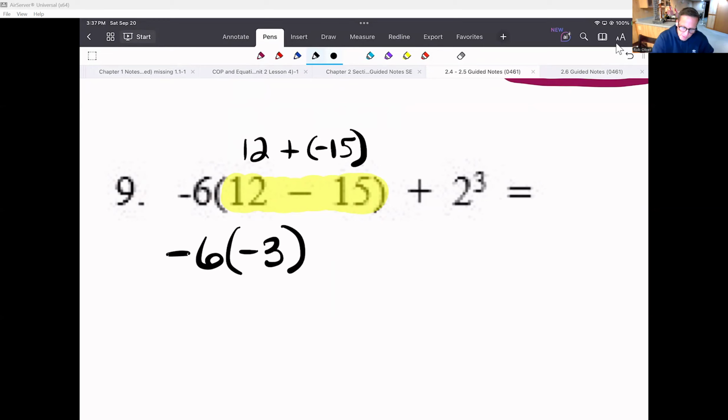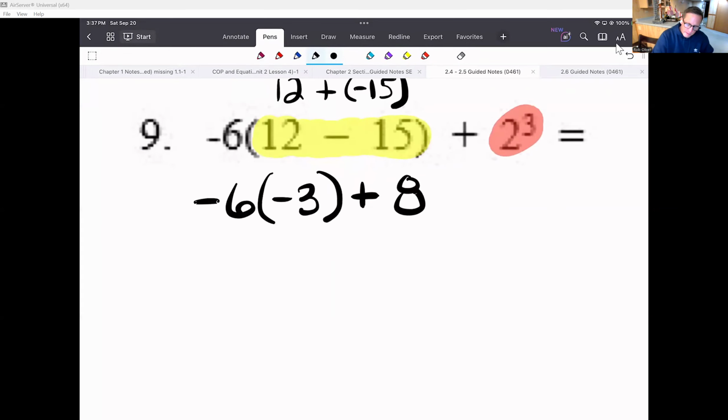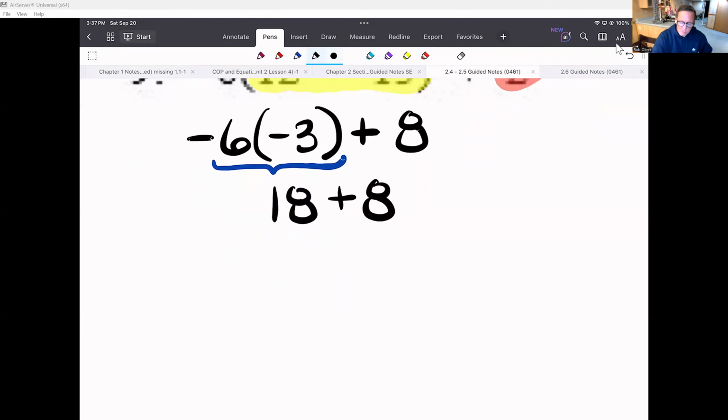So -3 plus, and we might as well, we could do this right here. We can take care of that as well at the same time. So 2 to the third power is 8. All right, and then let's do the multiplication here. Negative times a negative is positive, so that's positive 18. 18 plus 8 is 1,000. No, it's not. It's 26.